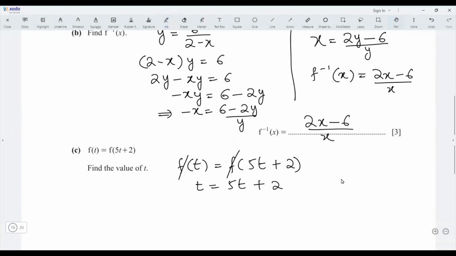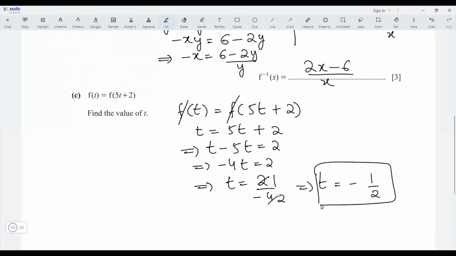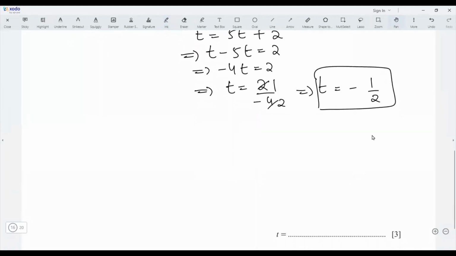We can solve it directly, bringing the t's onto one side of the equation. So t minus 5t equals positive 2, which results in negative 4t equals 2. The 4 will be divided onto the other side, so the result will become 2 over minus 4, and 2 one times, 2 two times. So the result is negative 1 over 2. So the answer for t will be negative 1 over 2. I hope this is the easiest way you can do it and understand.